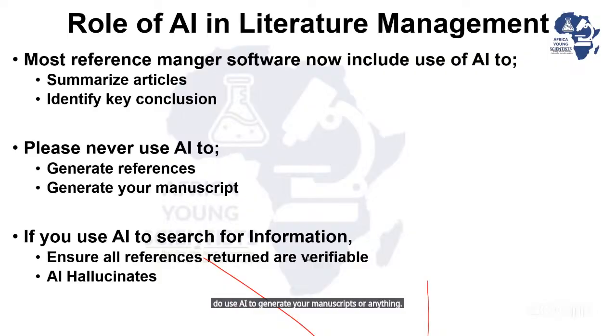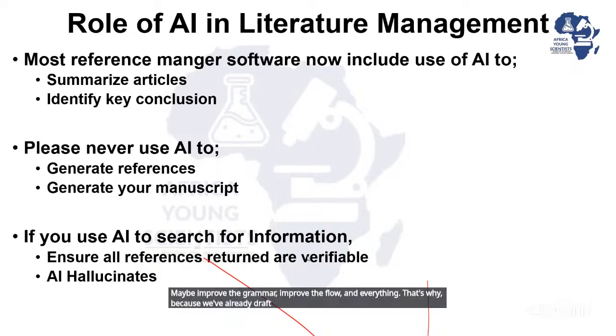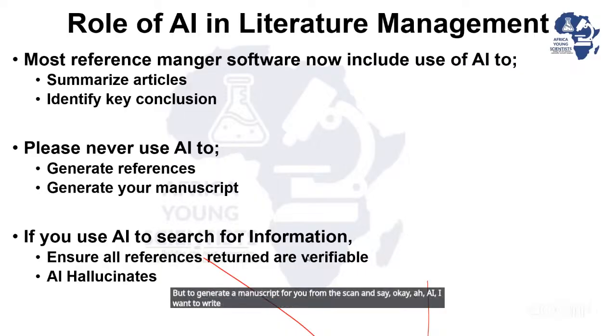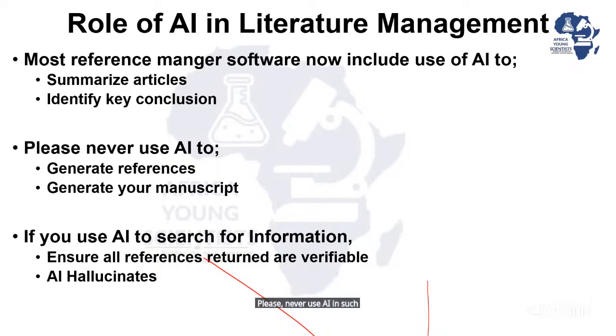If you want to edit, maybe improve the grammar and the flow, that's fine, because you've already drafted it with your own head. You've already written what you want to write. You just want to give it a third eye to do a revision for you. That is fine. But to generate a manuscript for you from the sky, saying, okay AI, I want to write on blah blah blah, let me write the introduction and everything, please never use AI in such a manner.